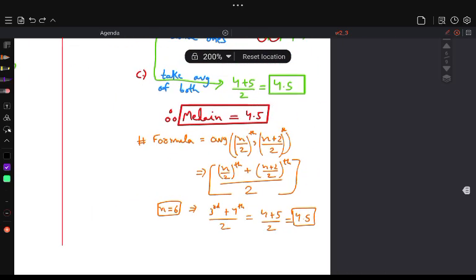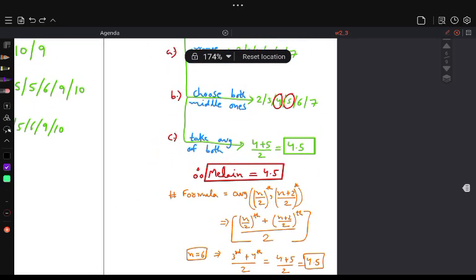Third position here is 4. At the third position the 4 is given, and at the fourth position the element 5 is given. So 4 plus 5 divided by 2, that is the average of them. It is 4.5, which matches our first intuition.